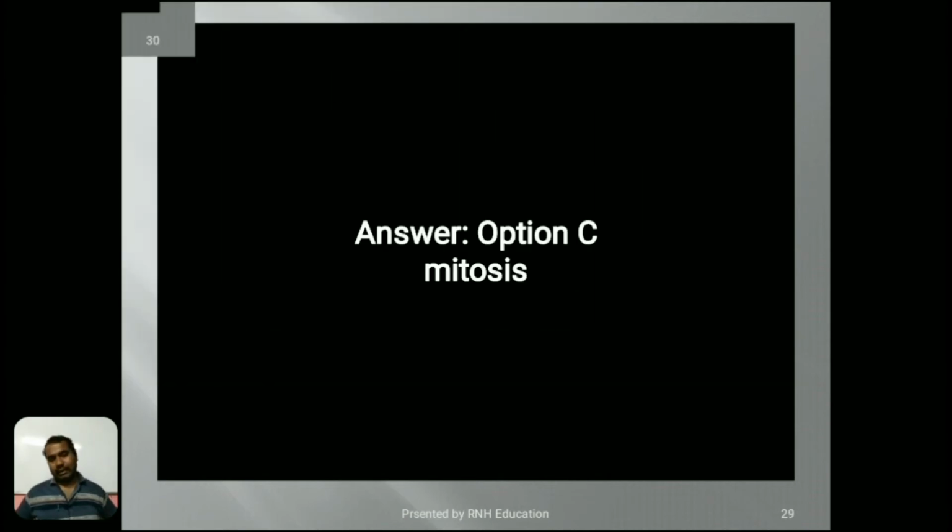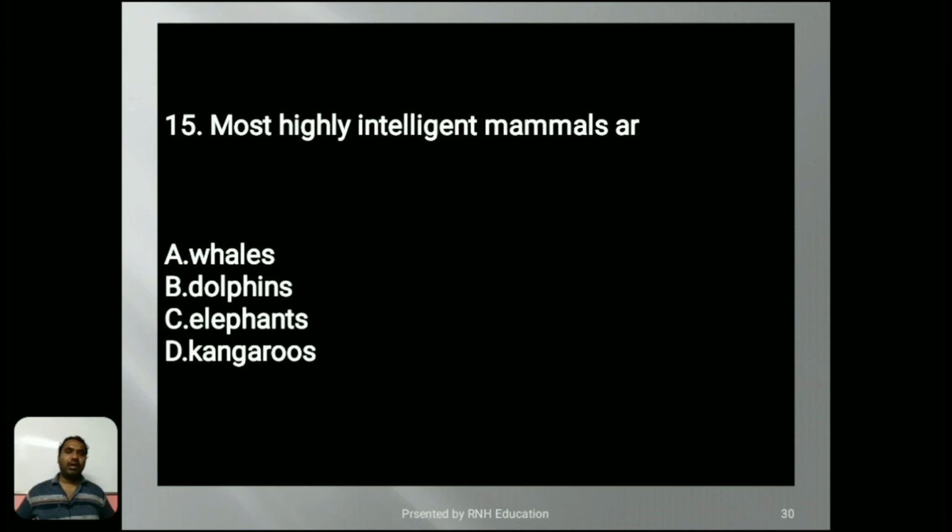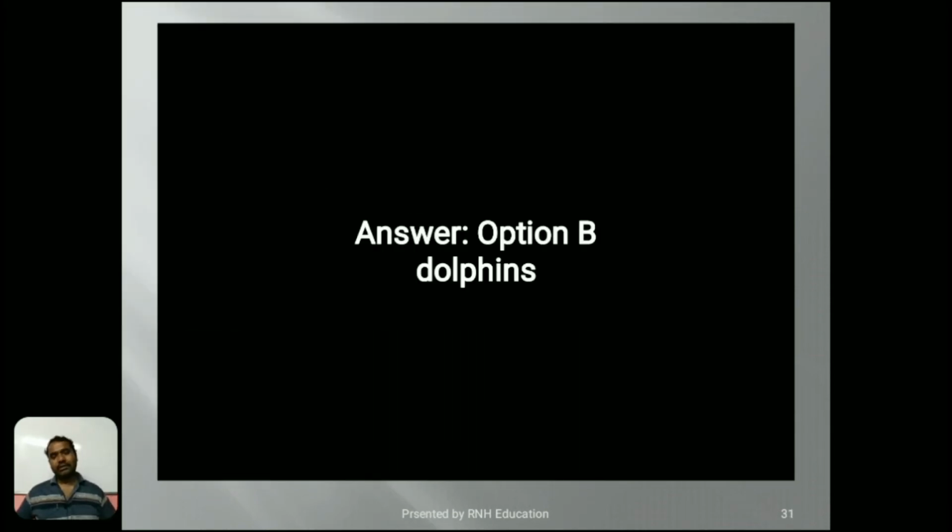And the next question, that is question number 15. Most highly intelligent mammals are. There are four options. Option A is whales, option B, dolphins, option C, elephants, and D, kangaroos. Okay, let's see the answer. The answer should be B, dolphin. Okay, the answer is B, that is dolphin.